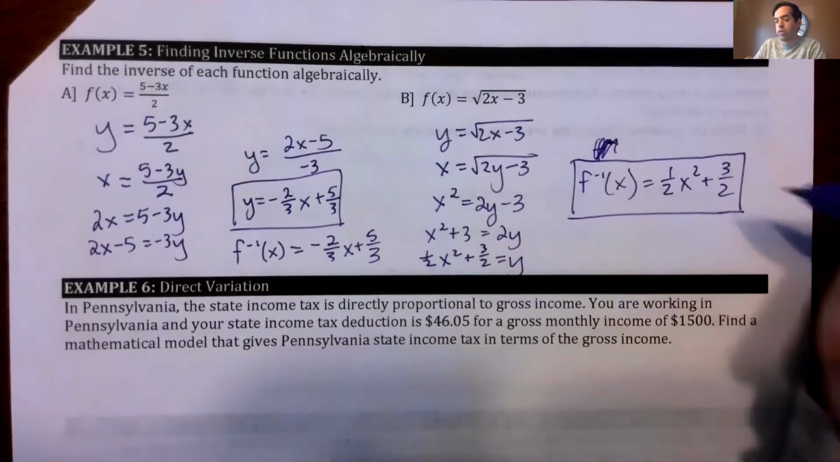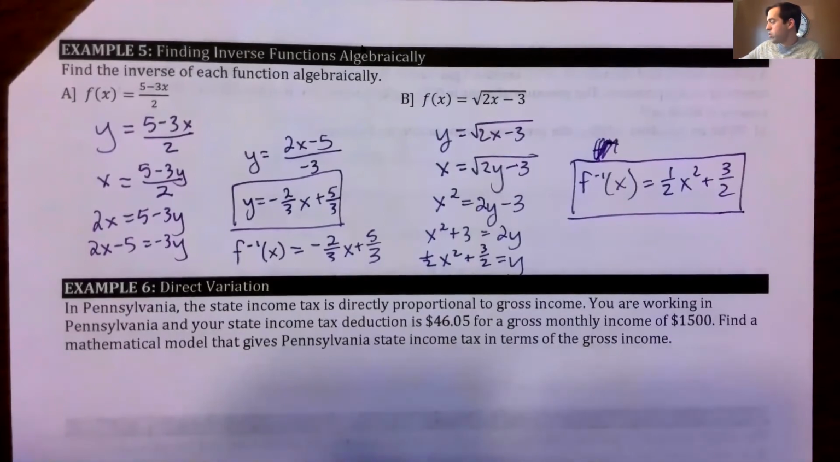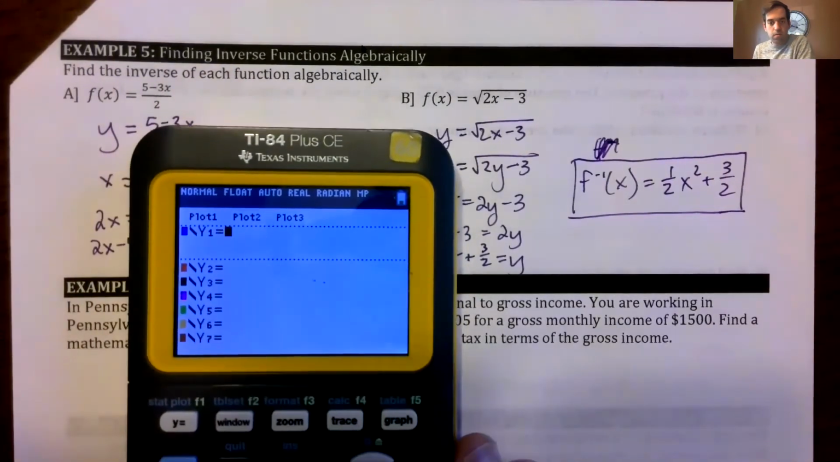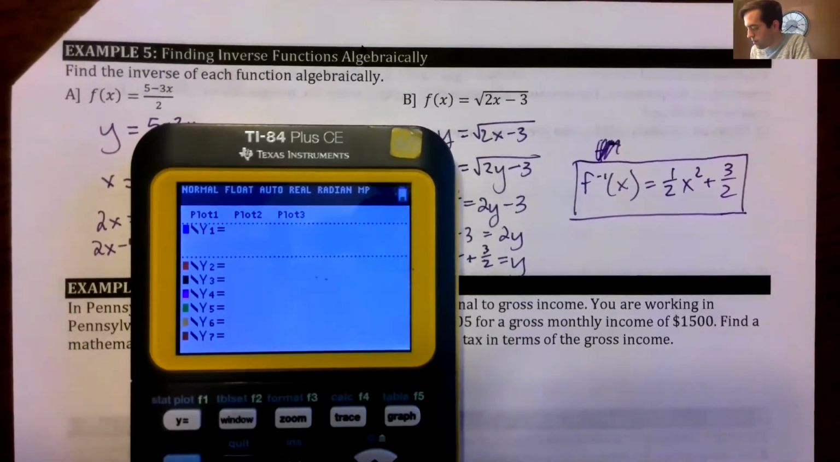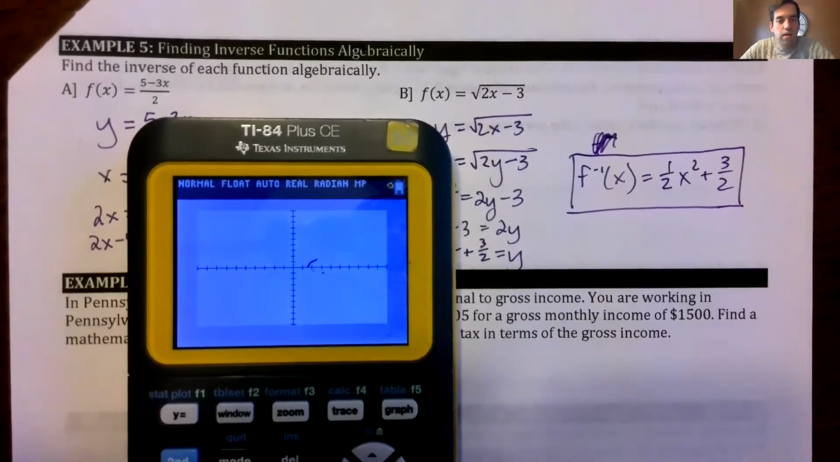All right, now if we look at these graphs of the original and the inverse, it should flip over the line y equals x. We know that. So let's take a look. So there's our original. Here's our new one.